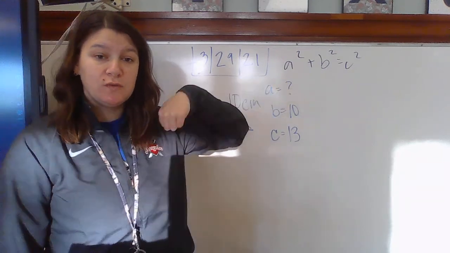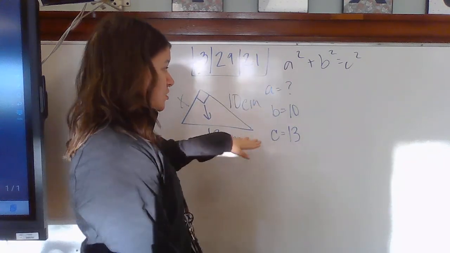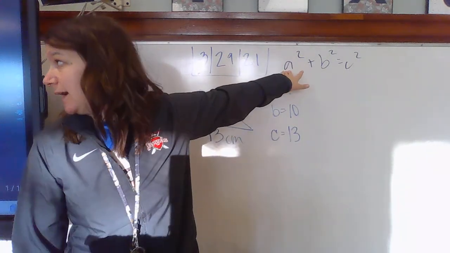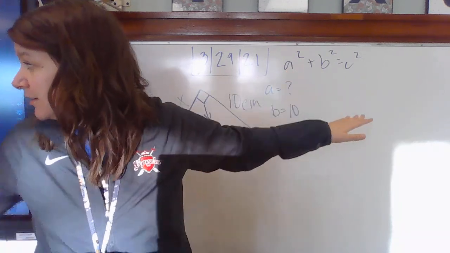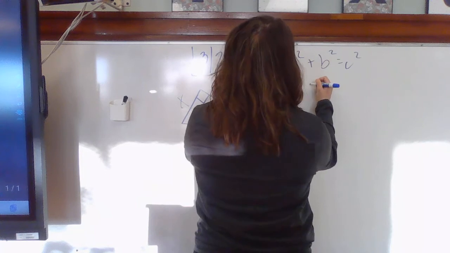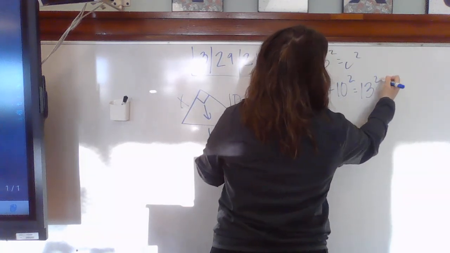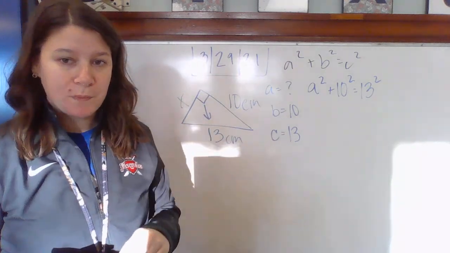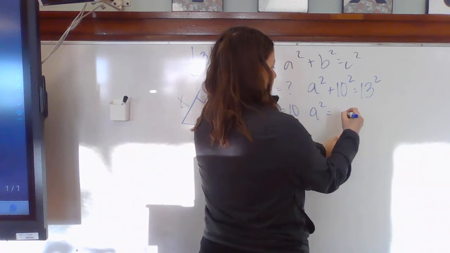Now, I'm going to show you technically the way to do this, and then I'm going to summarize it at the end, okay? So we're still going to identify the missing pieces and plug them into the formula. And that's going to be A squared plus 10 squared equals 13 squared, okay? So I don't know A squared, I'm just going to keep bringing it down.